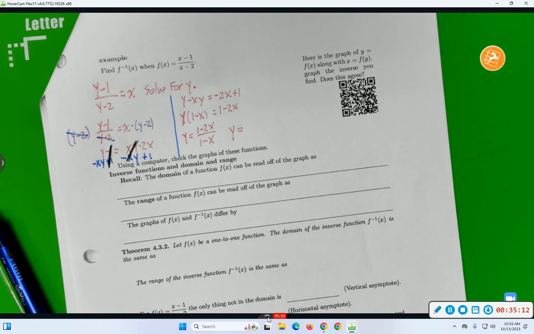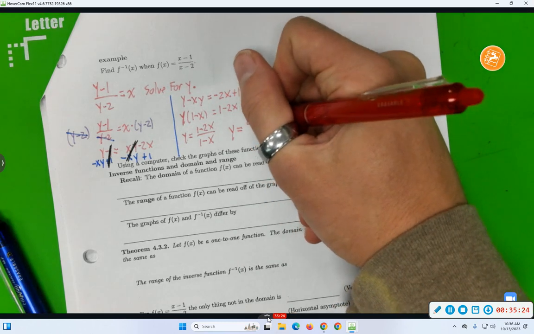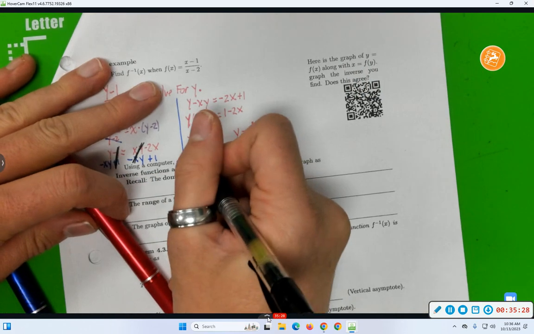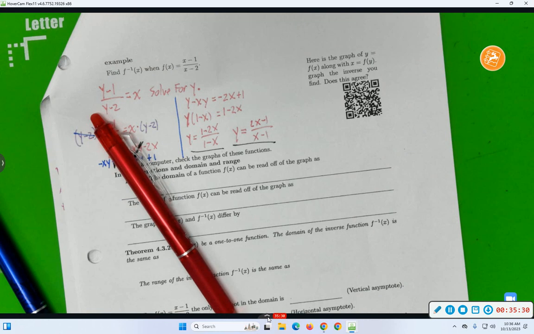Did anyone get a slightly different looking answer than that when they walked this out on their own? What'd you get? 2x minus 1 over x. Excellent. That's exactly the answer I wanted to hear. Those two are exactly the same function. In fact, does anyone already see that? Yeah, why?